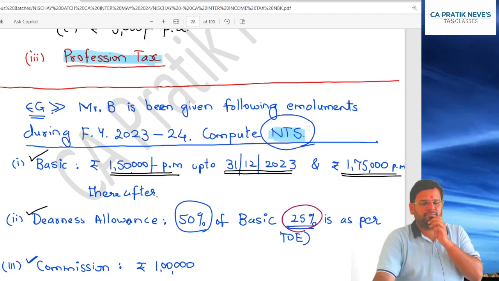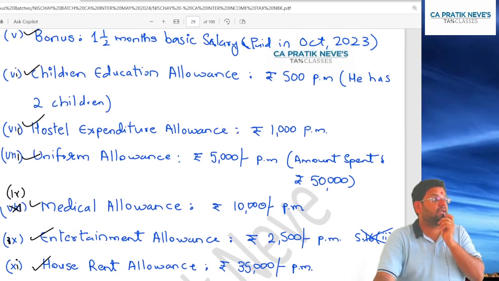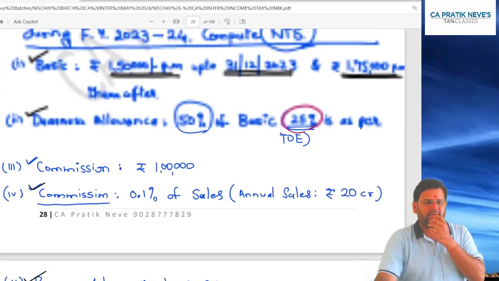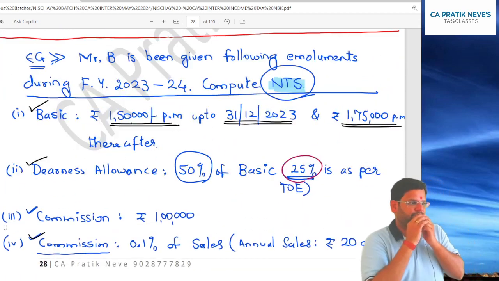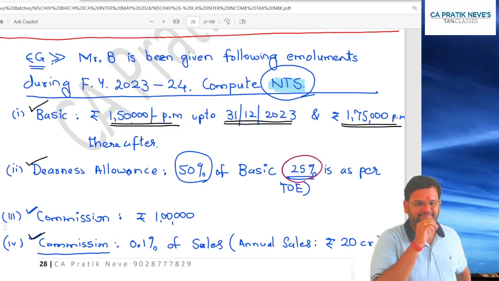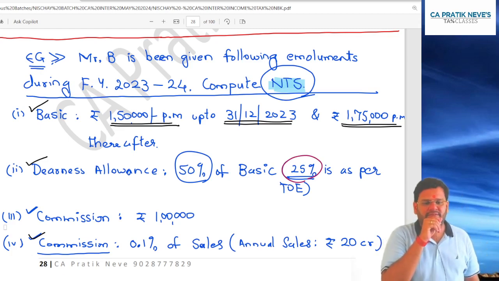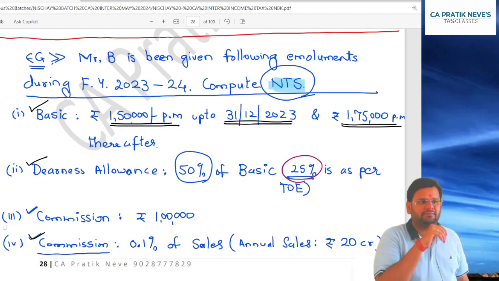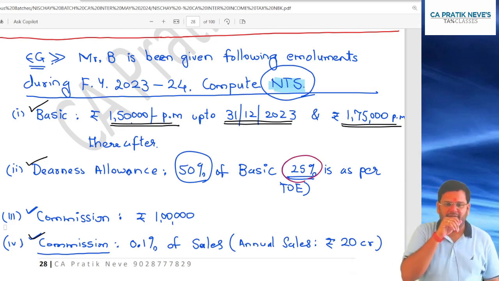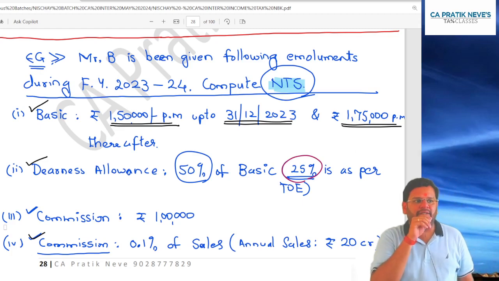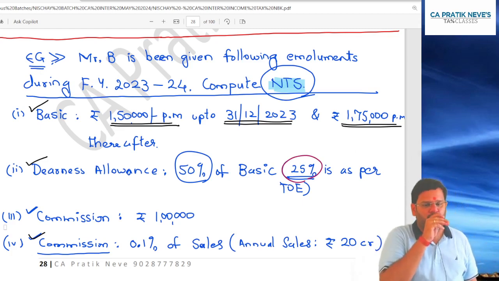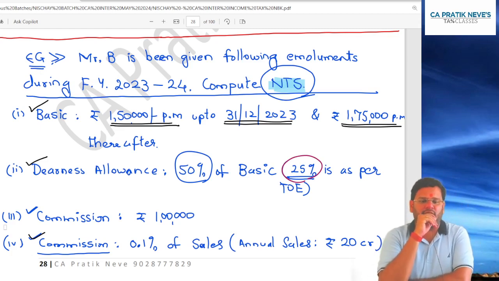So what is the system? You will take all these 12 figures. While taking them, we will discuss them, then we will solve. In which notebook? Practice notebook, problems practice notebook. Write down. Give the heading: Mr. B has been given the following emoluments. Emoluments means benefits. Mr. B has been given the following emoluments during FY 23-24.